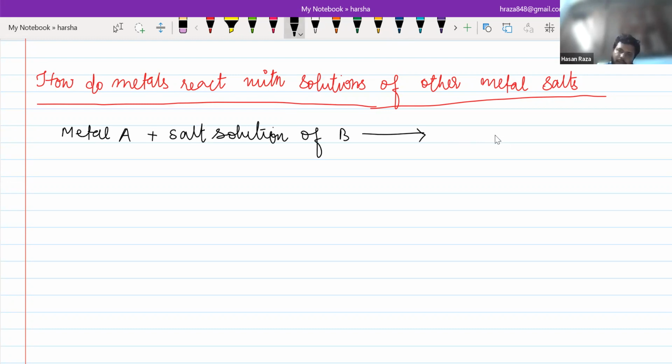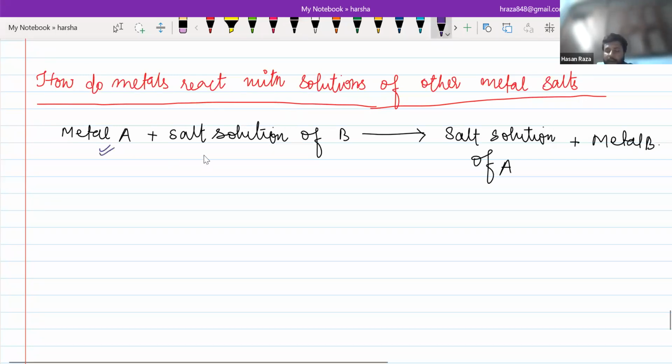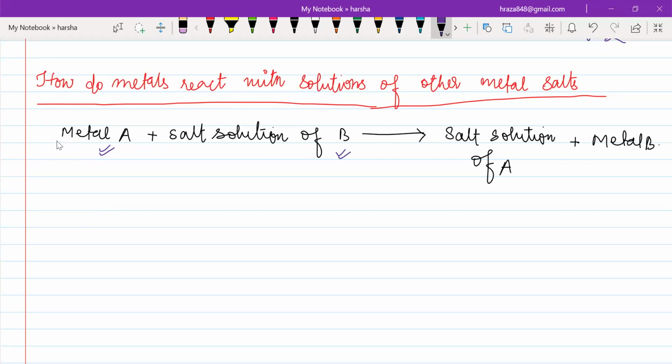Now what happens? The product will be a salt solution of A and then metal B. It will happen only when metal A is more reactive than metal B. If metal A is less reactive than metal B, then the reaction will not occur. So if I'm going to write an equation, please write this, then I'm going to give you an equation. Okay. There will be a reactivity series also.